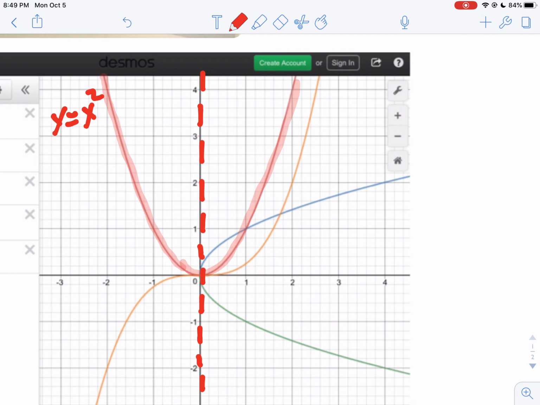Or what do they call it? Abdul, what's the line that goes right through the vertex? The line that goes through the vertex? Of a parabola. I can't think of the word right now. Oh, axis of symmetry. Okay, so they don't call it line of symmetry, they call it axis of symmetry. You remember your AOS? Axis of symmetry.